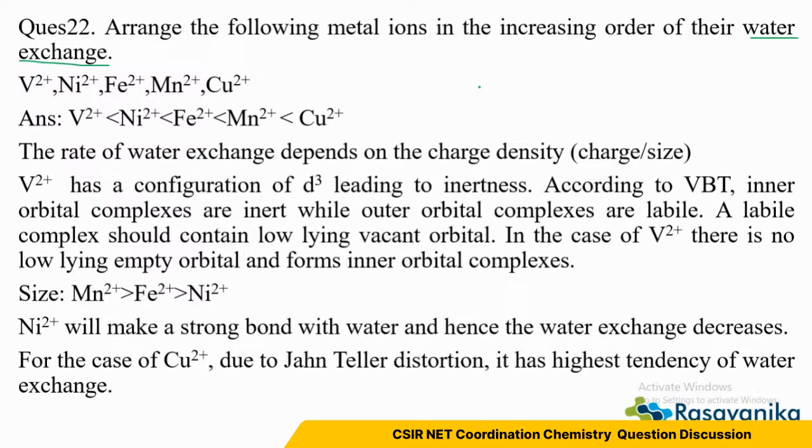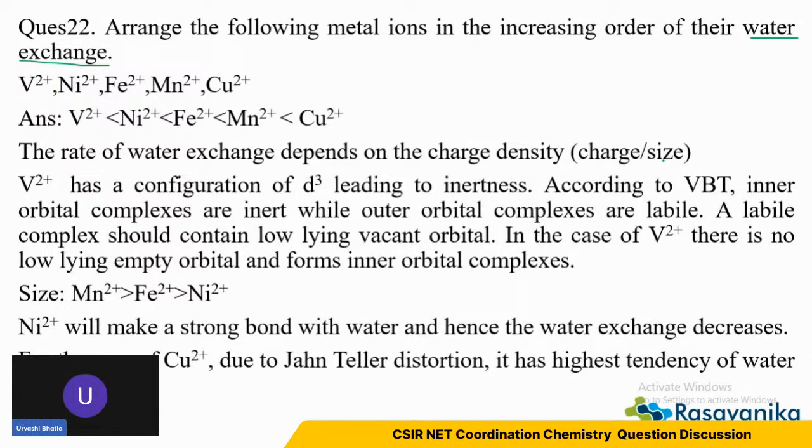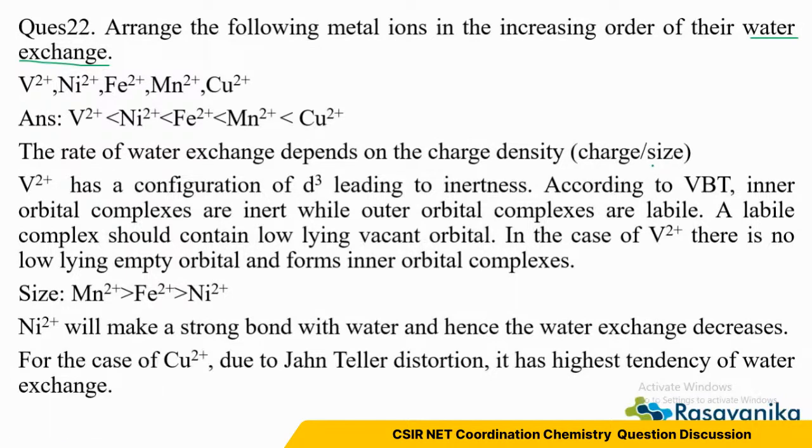So these are the metal ions that are given: vanadium 2 plus, nickel 2 plus, iron 2 plus, manganese 2 plus, and copper 2 plus, right? So the rate of water exchange depends upon the charge density, charge by size ratio. Smaller size ions will not allow the water exchange easily. That we'll see here. You can see that vanadium 2 plus has a configuration of d3 leading to inertness.